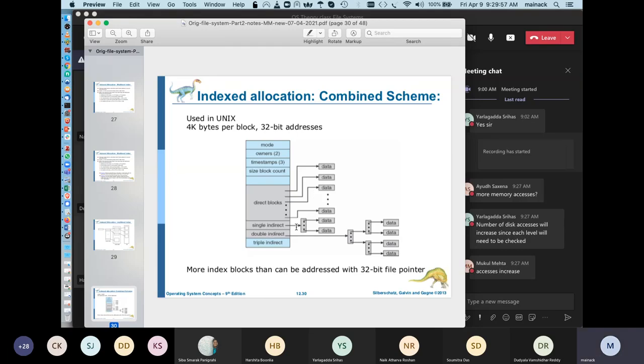And then you have a single indirect, meaning that one pointer points to an index table, which will have these data blocks. And then you have a double indirect. And then you have a triple indirect. What does indirect mean here? It just means that you point to these different index tables, and each entry in the index table has a pointer to these data blocks.